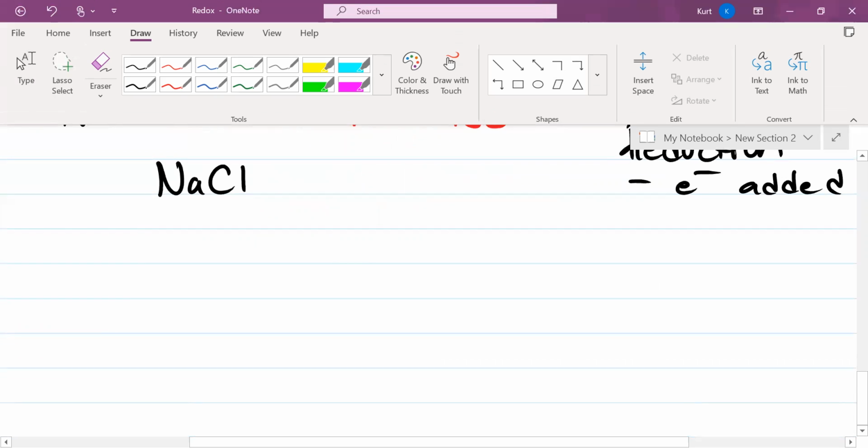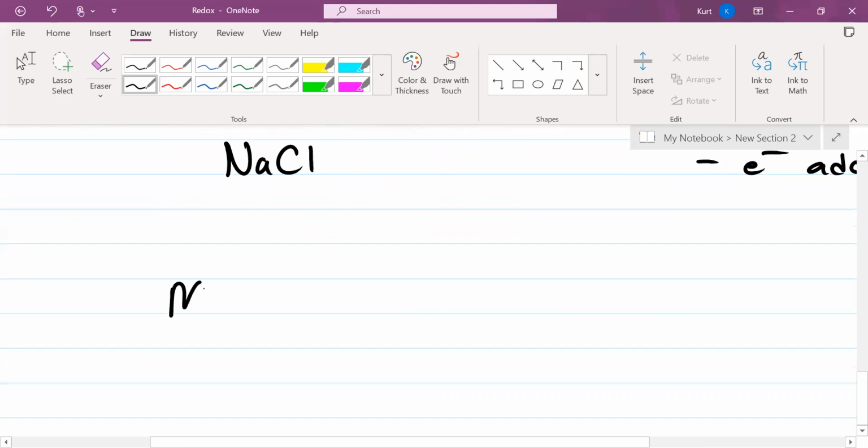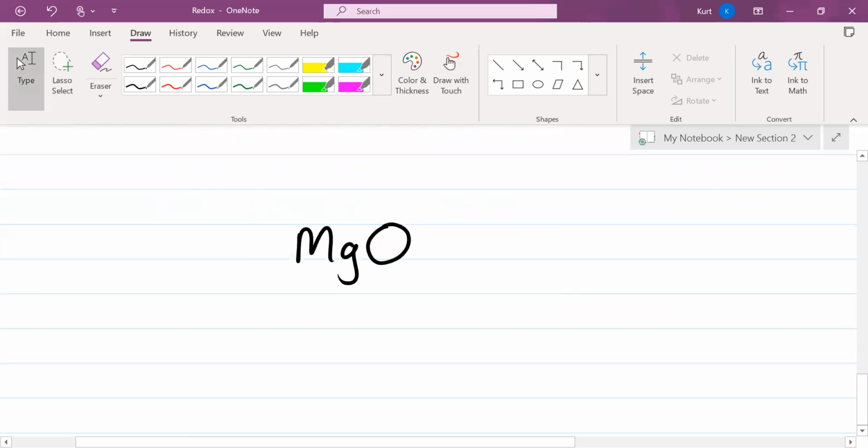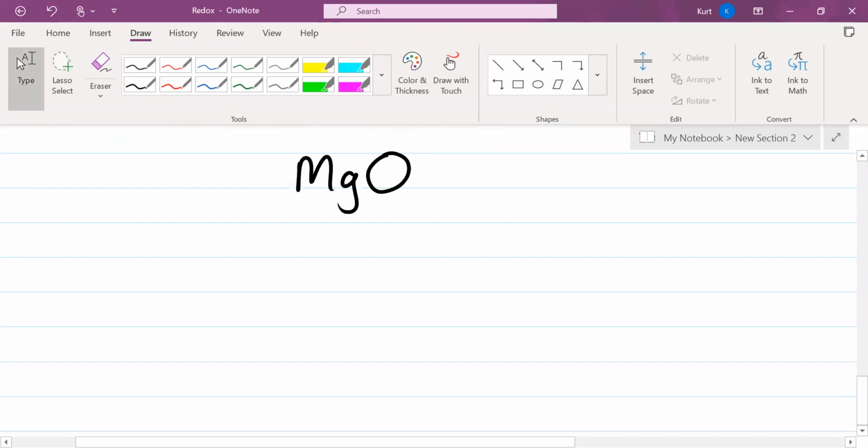So take a look at magnesium oxide. I want you guys to break that up into its ions. I want you to identify what got oxidized, what got reduced, and how it happened.